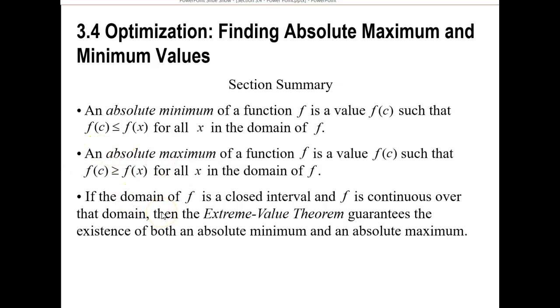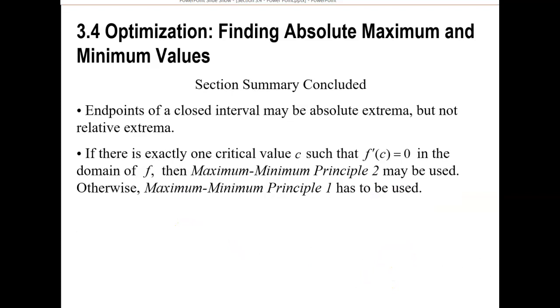If the domain of f is a closed interval and f is continuous on the domain, we use the extreme value theorem, and we know we're going to end up with both a max and a min. Endpoints of a closed interval may be absolute extrema, but not relative, so we check them for the absolute maxes and mins, but remember we didn't even consider them for the relative maxes and mins because they don't really matter.